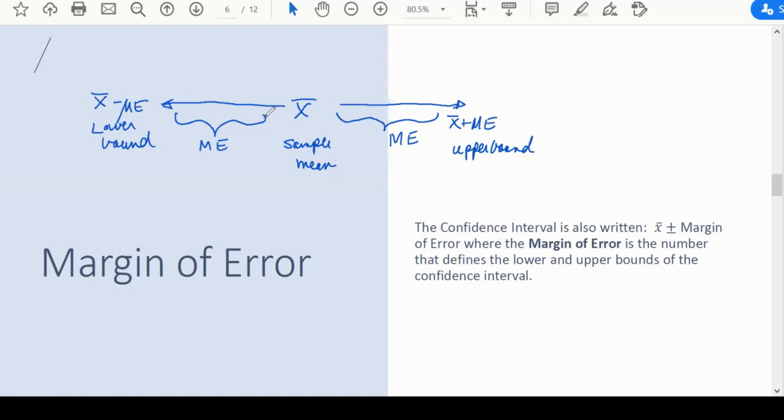The margin of error and the upper and lower bound will be calculated in StatCrunch. There's a formula for it, but we're not going to use that. We're going to use StatCrunch. Okay. The entire length from the upper bound all the way to the lower bound is called the width of the confidence interval.